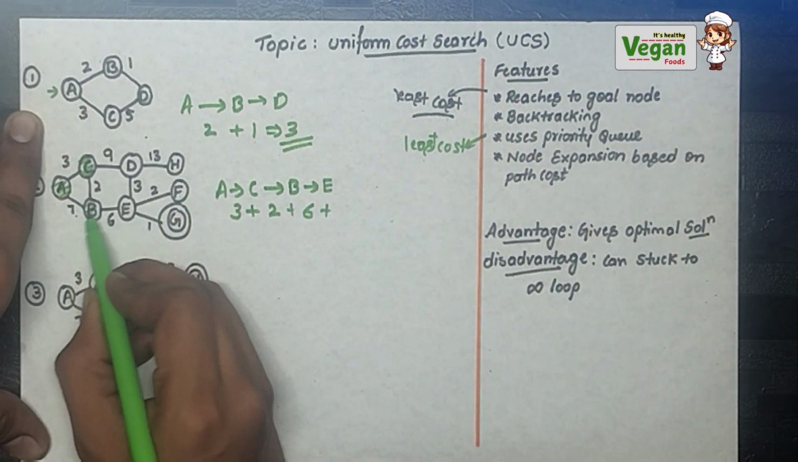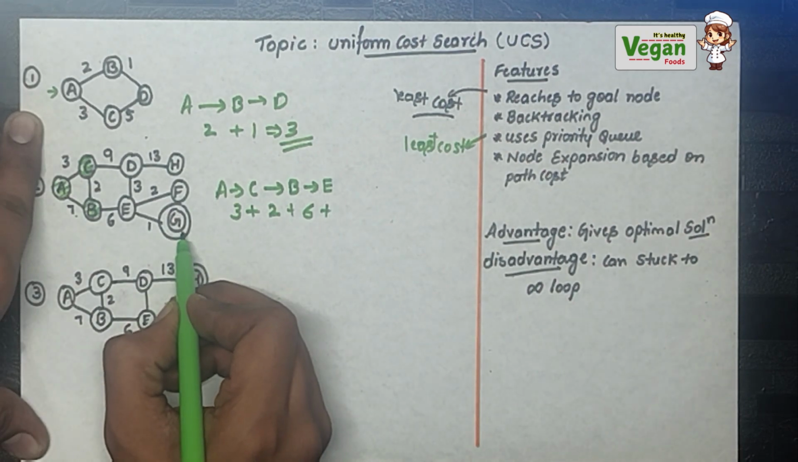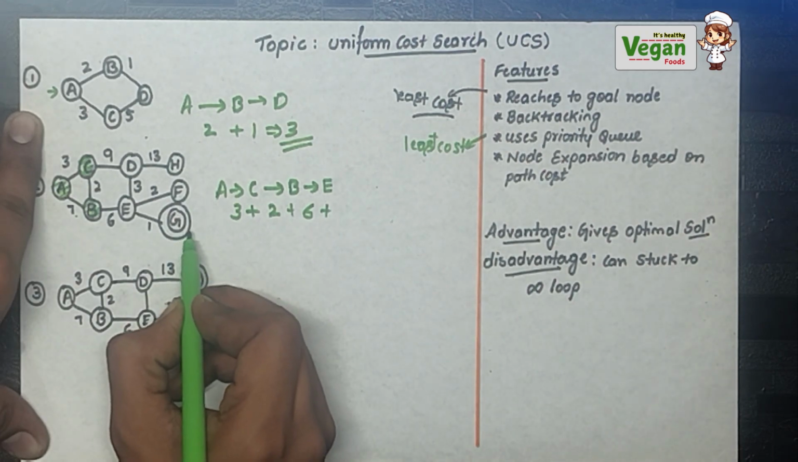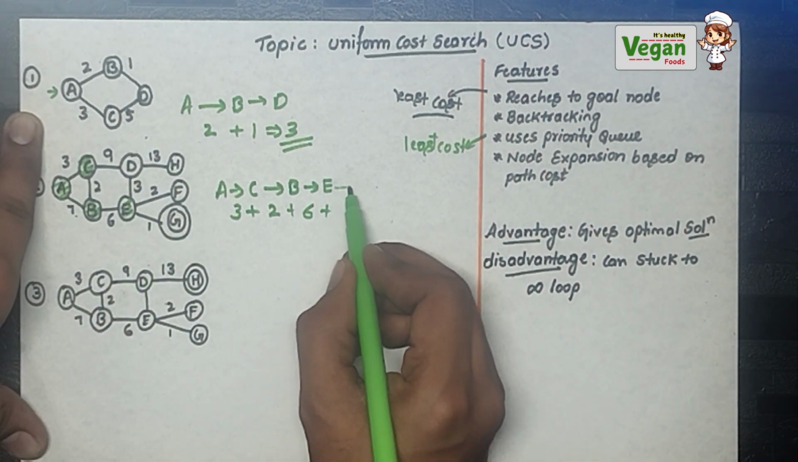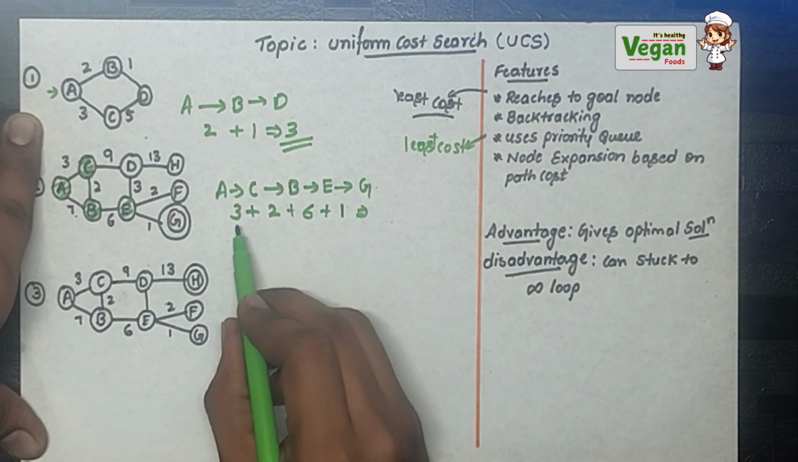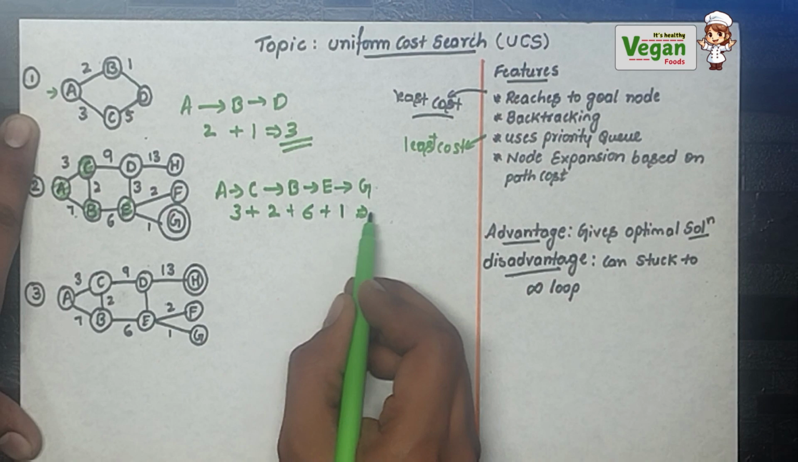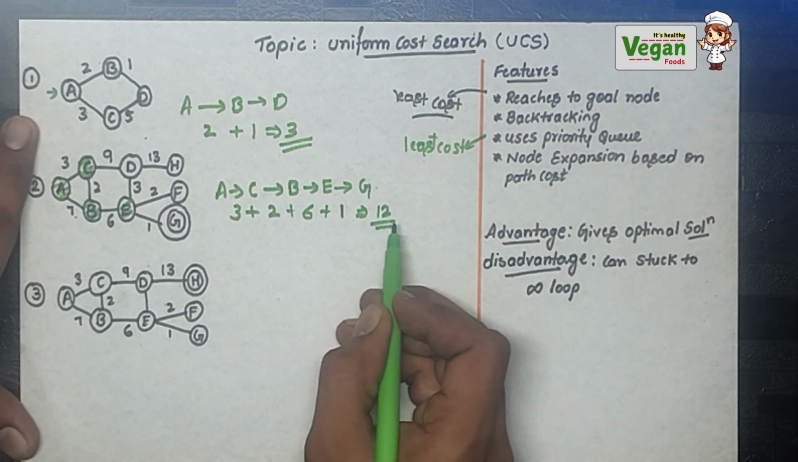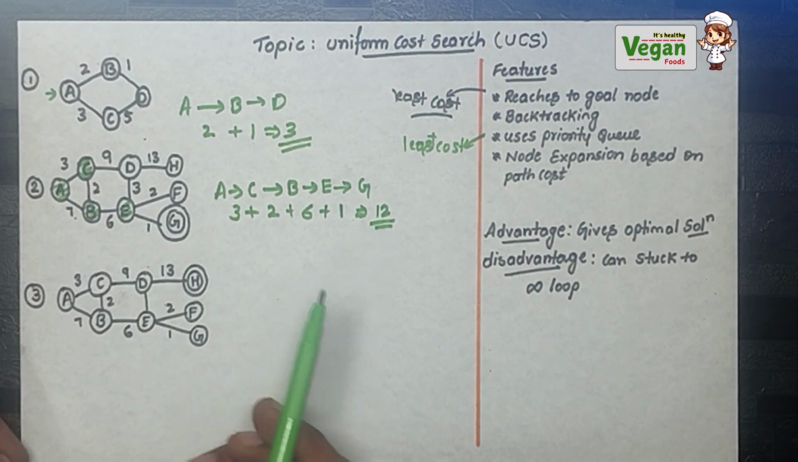Next, from E, I can go to D, F, or G. But I must go to the goal node G. So from E, I will go to goal node G with cost 1. My total cost is 3 plus 2 is 5, 5 plus 1 is 6, 6 plus 6 is 12. So my least cost to go from node A to my goal node G is 12.